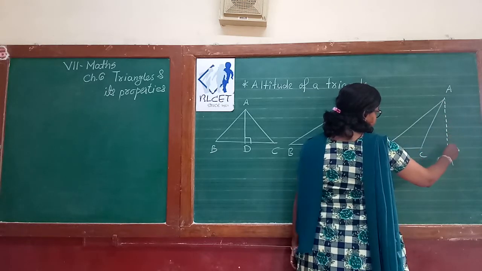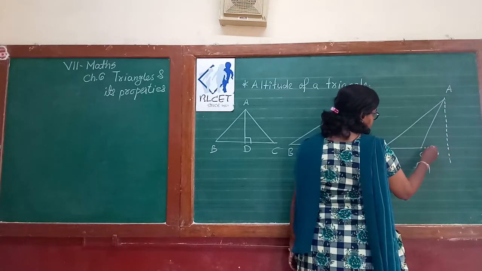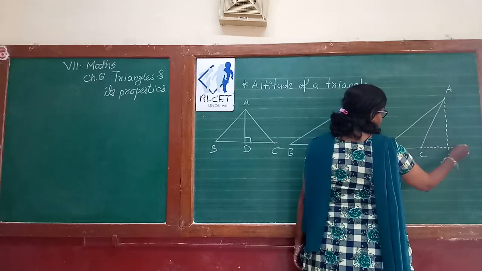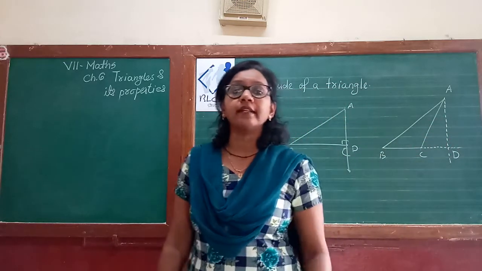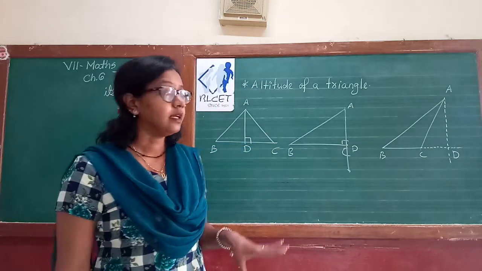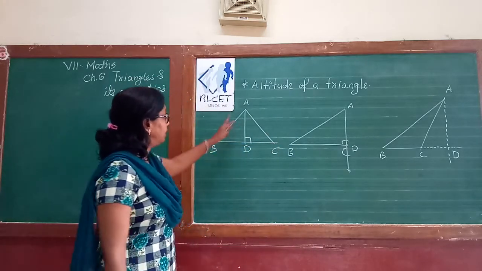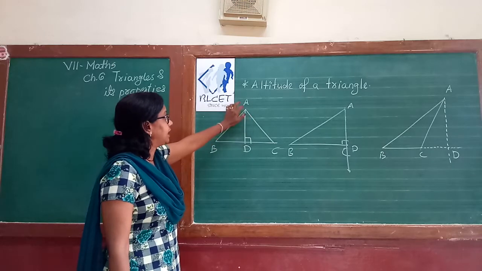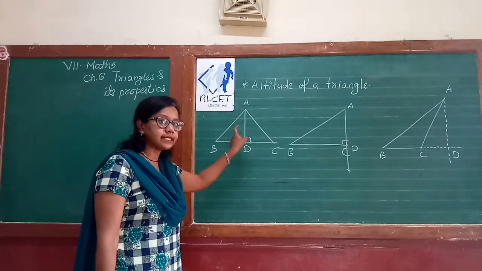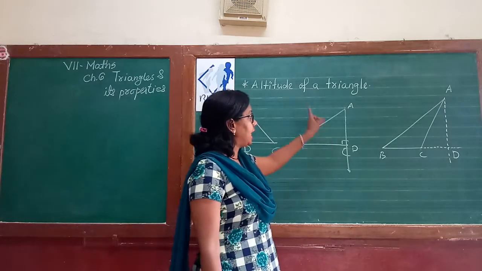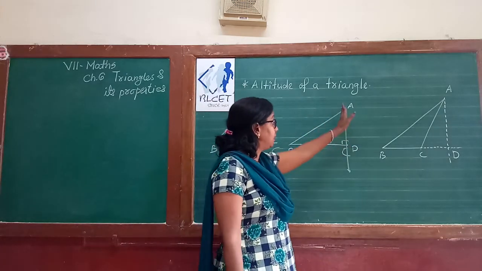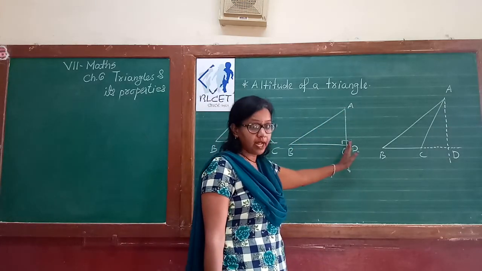If you extend this line, so this is also my altitude. Altitude means you have to find the height of the given triangle. Okay, so for this diagram, I am getting the altitude inside the triangle. For this kind of triangle, I am getting the altitude that is one side of the triangle.